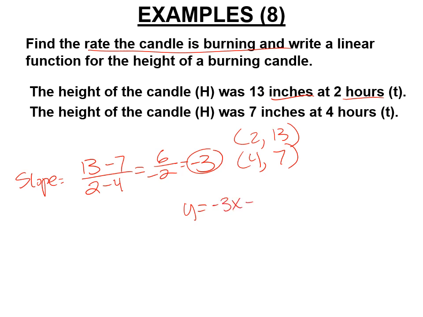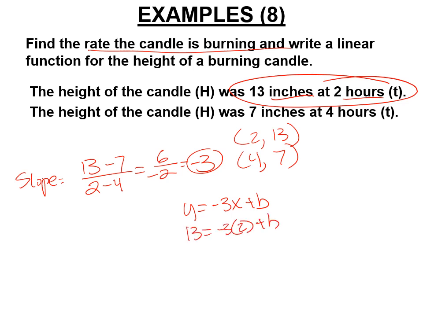All right, so we don't have our y-intercept, so we're going to put that in y equals mx plus b. And we'll pick either one. I'll pick 13 and 2. So 13 equals negative 3 times 2 plus b. That's negative 6, right? So I add 6 to both sides. So the candle, when it started, was at 19 inches.